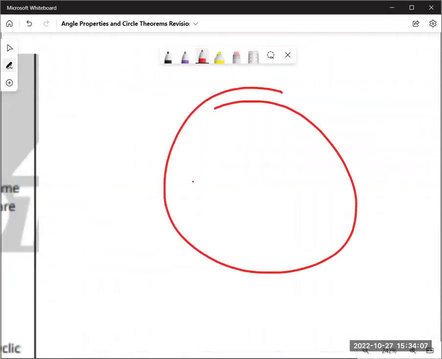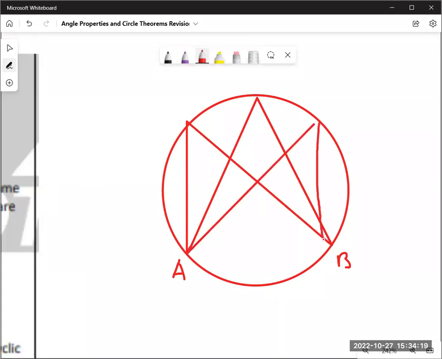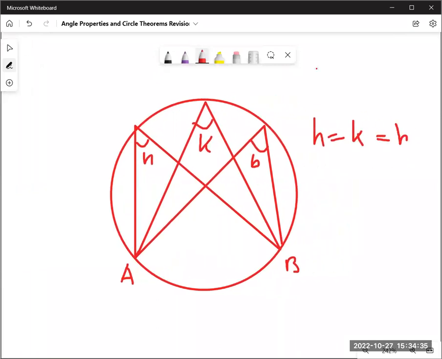The next one is, if you have a circle, let's make a circle right here. You have 2 points, A and B. If I make any other shape with the same points, all of the angles, let's say this angle is H, let's call this K, and this one B. H is equal to K, and this is also equal to B. All of these are the same. Why? Because A and B are common, and they are on the same side of the circle.